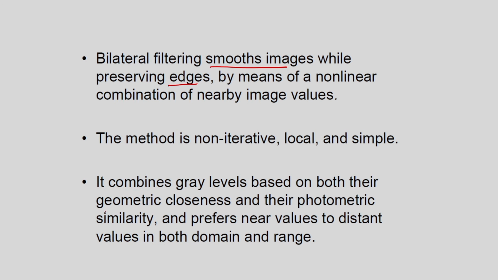One is the geometric closeness I have to consider, that means the domain, and also I have to consider the photometric similarity between the neighborhood pixels. So these two considerations I have to take into account. That means I am doing operations for the domain as well as the range. That means I am looking at the domain and the range of the image.